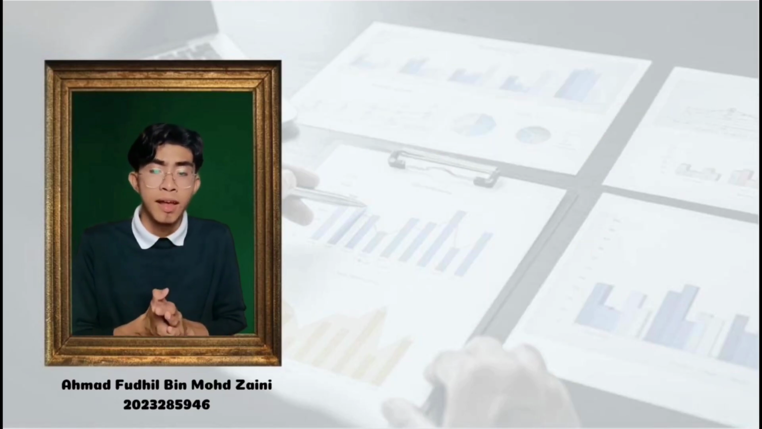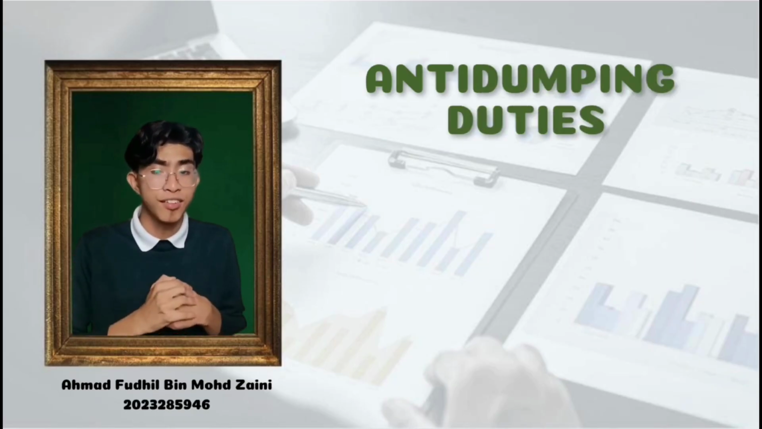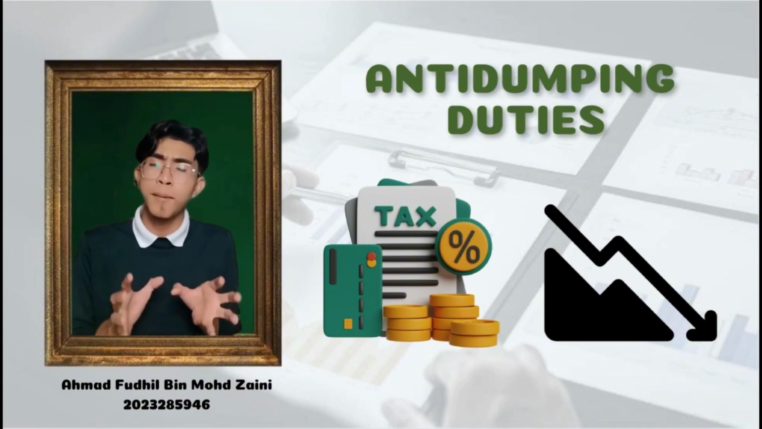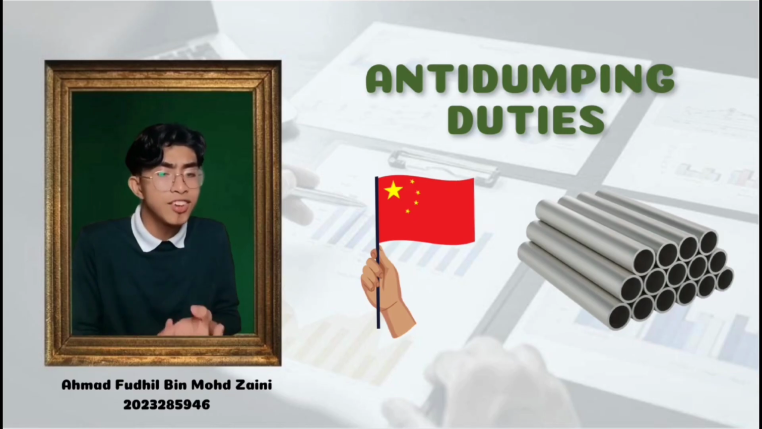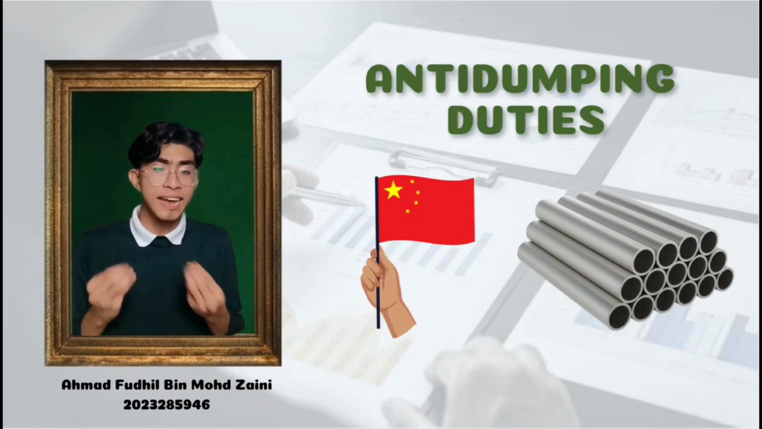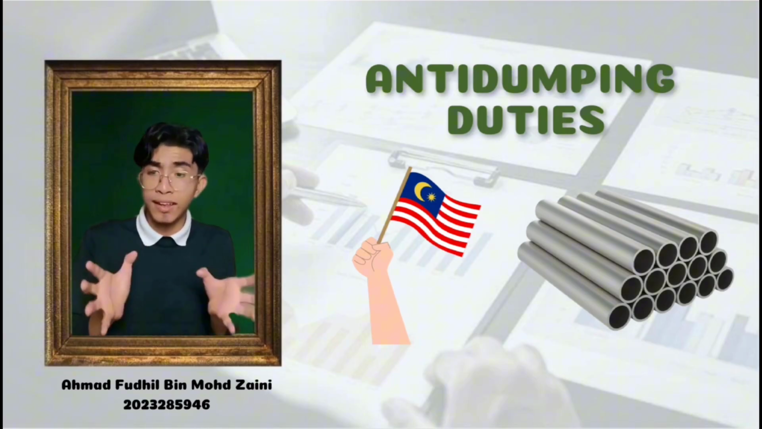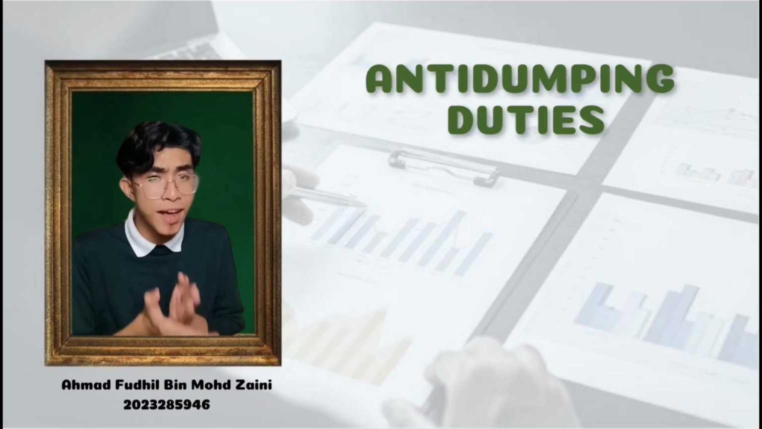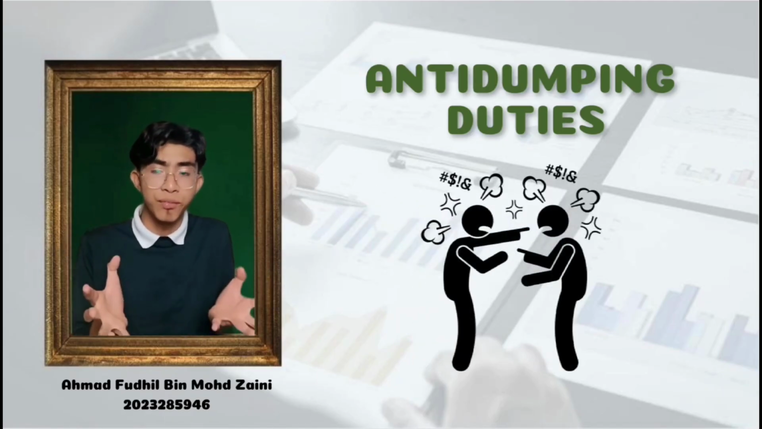And next, anti-dumping duties. These are extra taxes imposed on imported goods sold below their fair market value, a practice called dumping. For example, if Chinese steel is sold in Malaysia at an artificially low price, Malaysia might impose anti-dumping duties to protect its local steel industry. And while these duties help maintain fair competition, they can sometimes escalate into trade disputes.